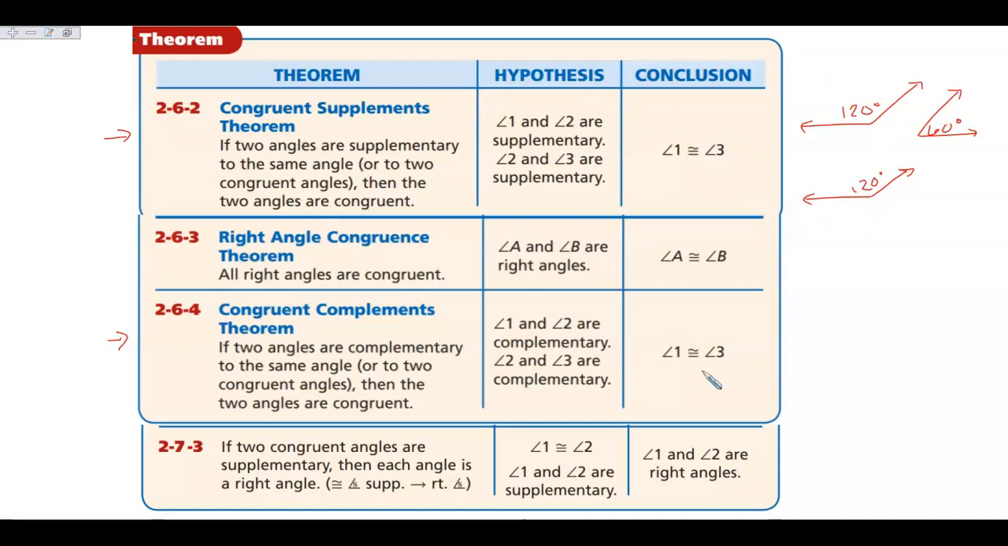The same thing would happen if it was complementary. We would have two angles that are both complementary to the same angle, so they would have to be congruent, just like these were congruent.